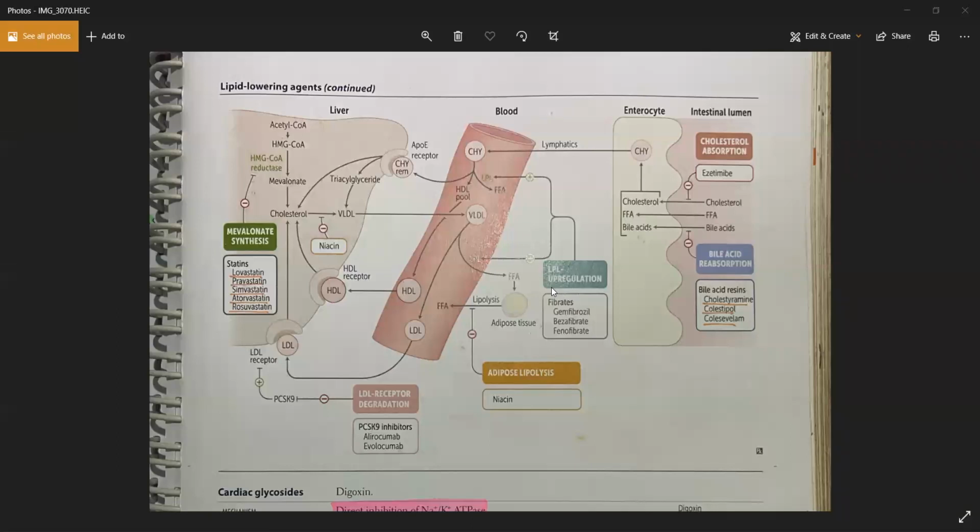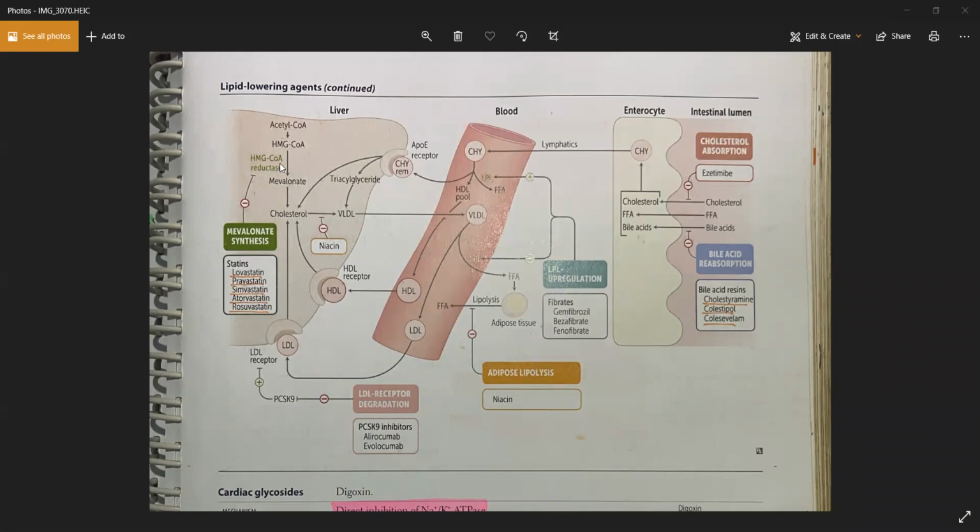One is the LPL regulation, and second is the inhibition of hormone-sensitive lipase, so that at the time of fasting, when the hormone-sensitive lipase becomes activated, it will release the free fatty acids from the adipose tissues by lipolysis into the bloodstream. So this could be inhibited by the fibrates also. Other drugs like niacin, just the same thing. They inhibit the hormone-sensitive lipase so that free fatty acids cannot be released.